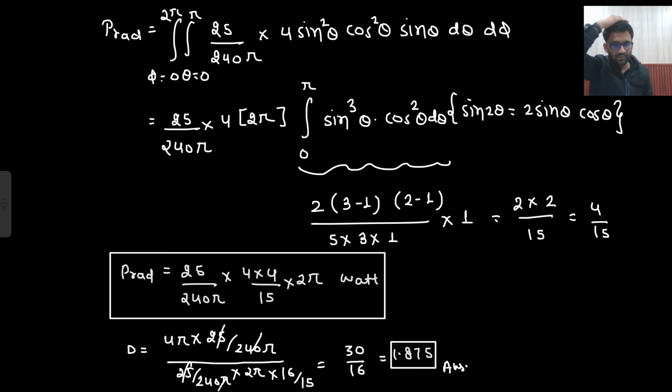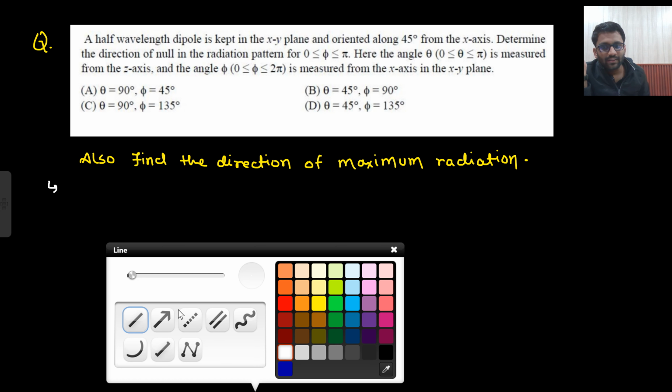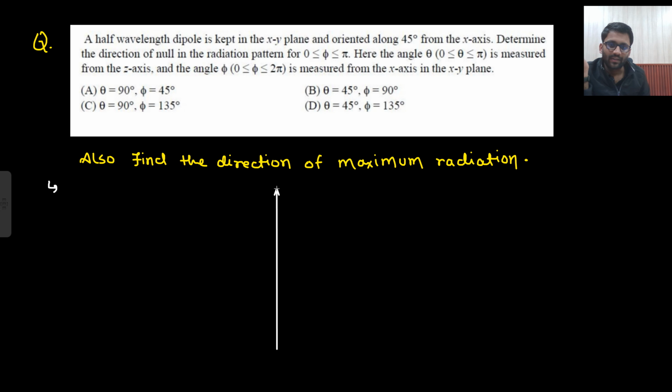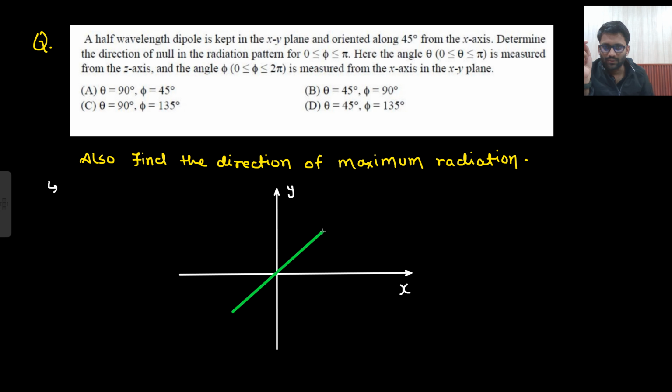Let's go to the next question. This was asked in the GATE examination, so you can solve it very easily. A half wave dipole is kept in the xy plane and oriented 45 degrees from the x-axis. So it is lying in the xy plane, oriented along 45 degrees from the x-axis. So this is your antenna, 45 degrees from the x-axis.